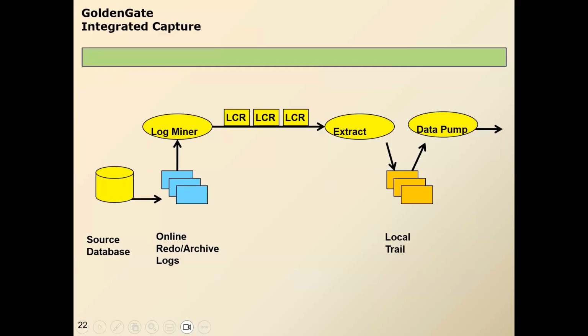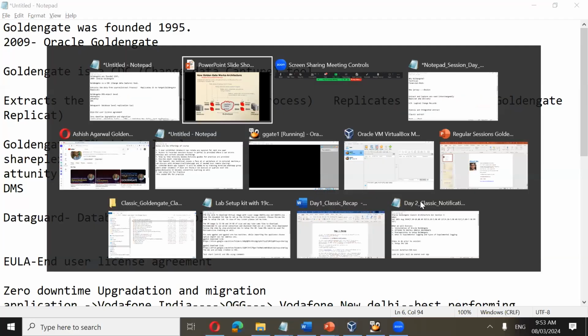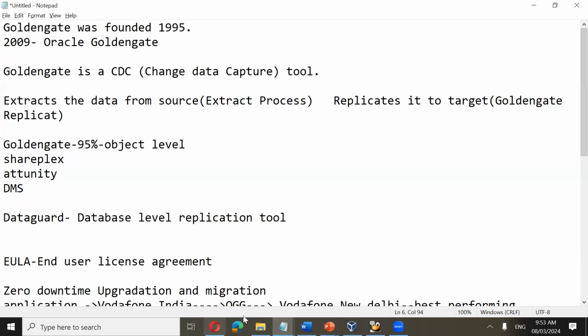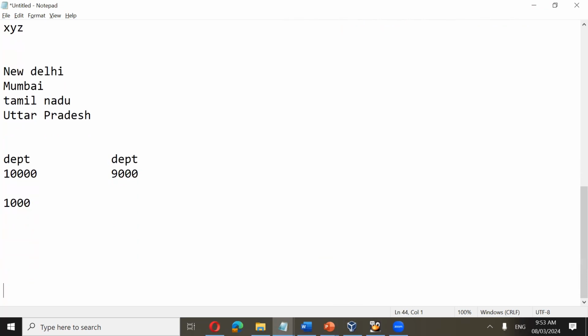see, what happens in integrated extract is, how does classic extract work? I'll do one example for you. Say, for example, in your transaction logs, that is redo logs or archive logs, you did some transactions. In the extract process, you have two tables whose data you want to capture, the department and employee tables.